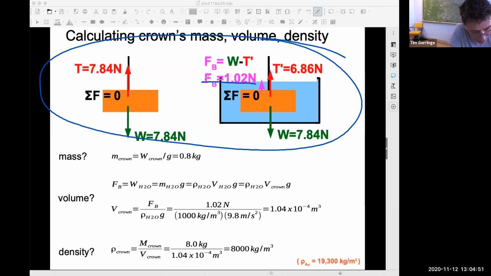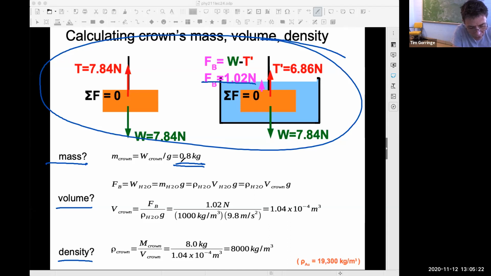So first I'm going to figure out the mass of the crown. Second, I'm going to figure out the volume of the crown. And then from density being mass over volume, I'll just figure out the density of the crown. So let's do that. Mass of the crown is easy, right? We know the weight of the crown. We know the acceleration of gravity. So the mass of the crown is the weight of the crown divided by the acceleration of gravity. It's this number here, 0.8 kilograms.